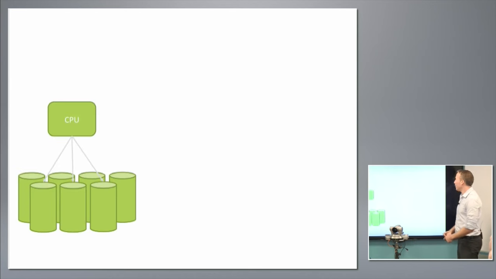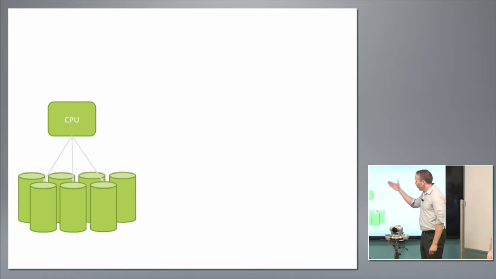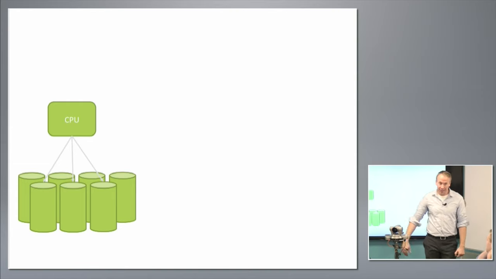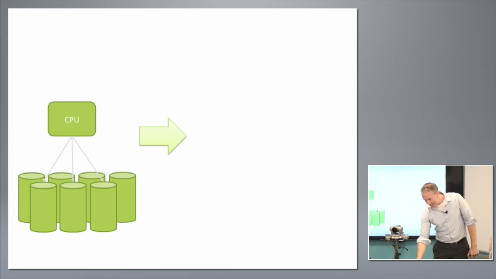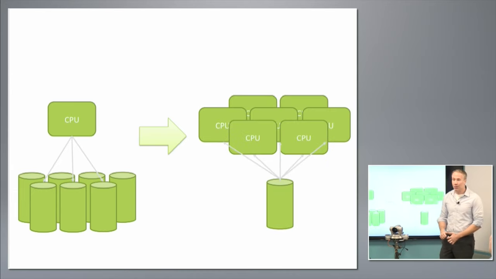Another graphical way of characterizing this is that old storage systems look like this: I had a CPU that was not working very hard talking to a big pile of disks. And today, to work with even a single device, I need a pile of CPUs. I need a pile of cores to actually drive it. This is a hard problem.